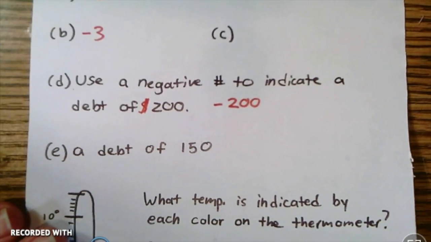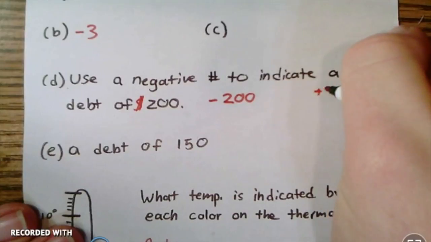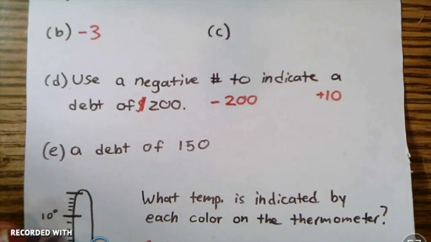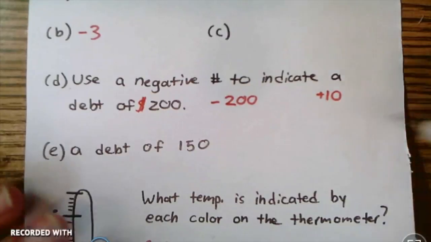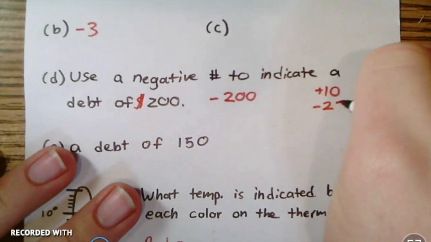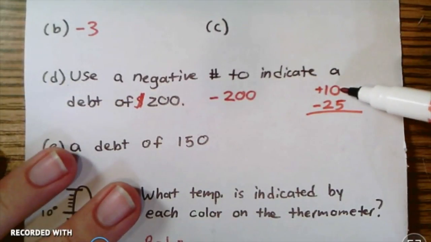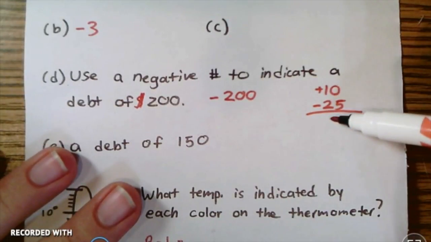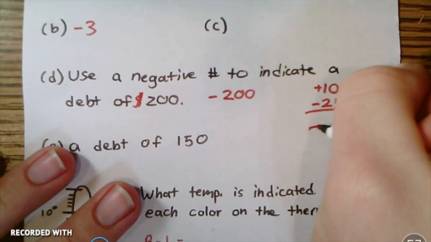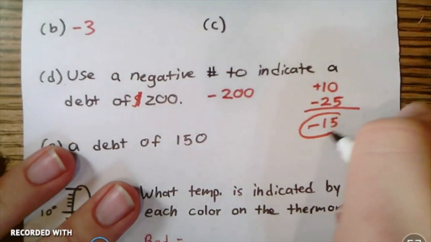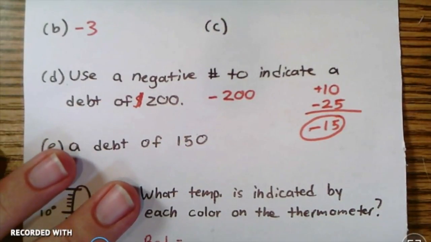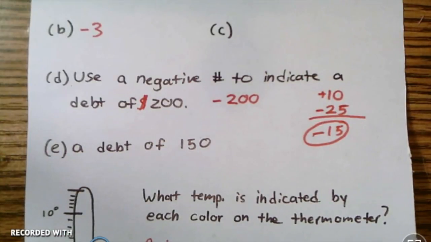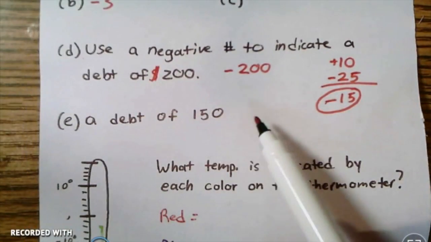You could think about it this way. Let's say that I had $10 to my name, +$10, and then I needed $25 to buy something. So if I needed to spend $25, then I would be subtracting 25, and after I used up my 10, I would need to borrow another 15. So my final amount would be -$15. 10 minus 25 is -15. So you can actually owe money that you don't even have, and we would show that with a negative sign. What about a debt of 150? How would you write that?